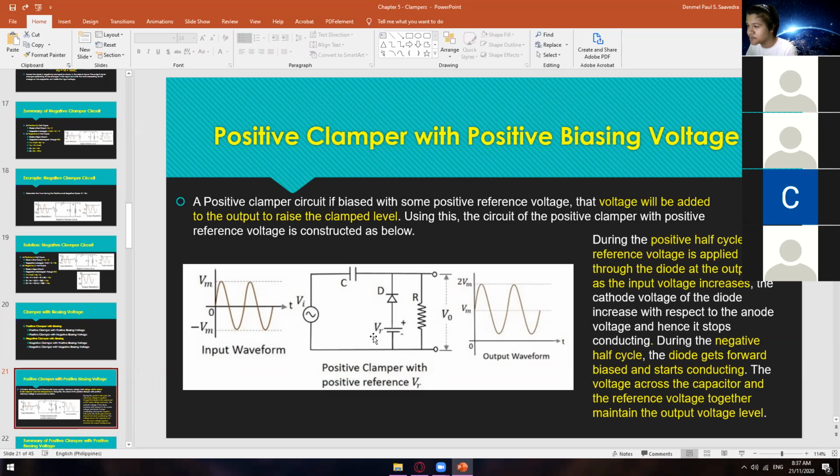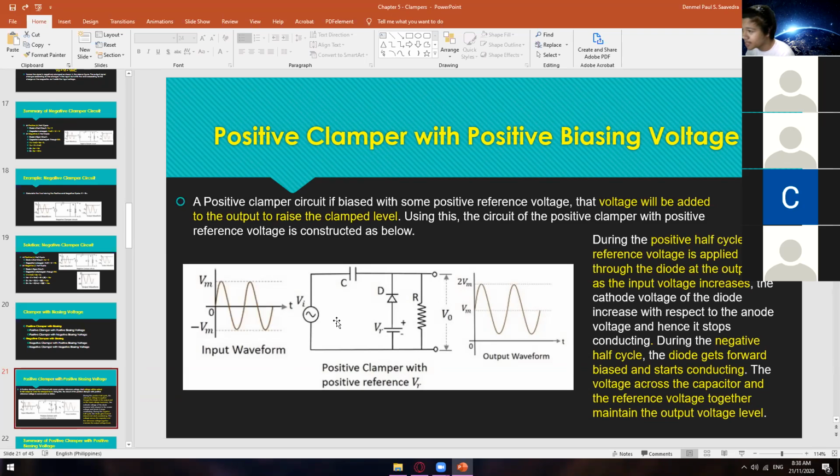Its symbol is V sub R. In our previous topic, I called the bias voltage V sub B, but in this one, the bias voltage is V sub R. Meaning this is the positive reference voltage. As you can see, everything is the same: positive to negative, negative to positive. That's our voltage input, V sub I, and then we have the same setup, just with the additional V sub R.